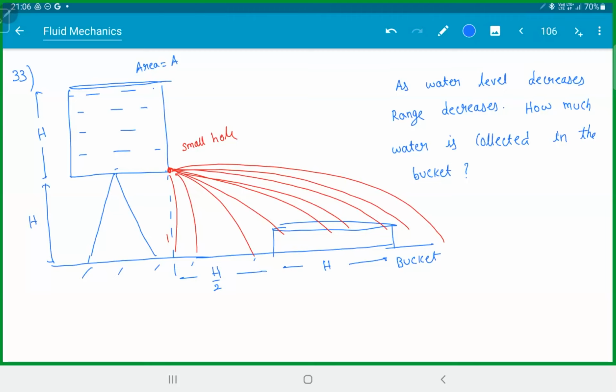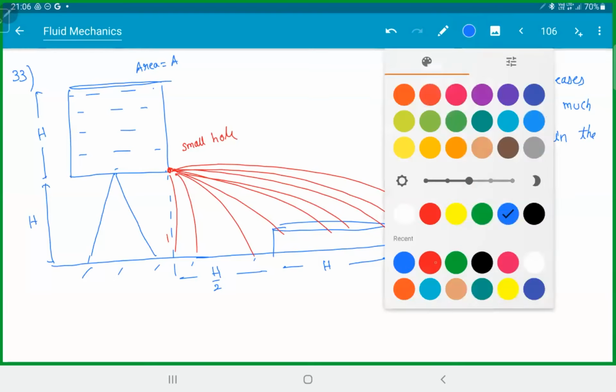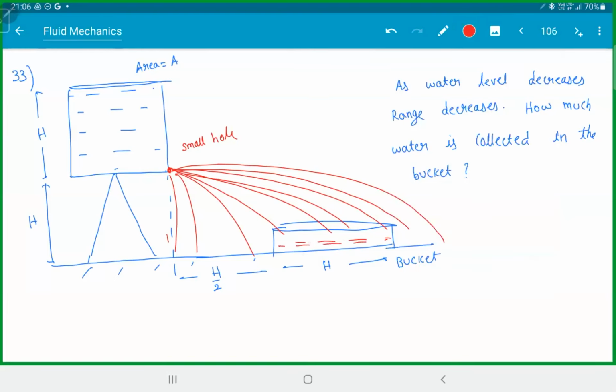Did everyone get the scenario? At the end of the day, some water will get collected here. So how much water gets collected in the bucket? There is no need to use any integration or differentiation. You'll get it without integration. Try how to do that.